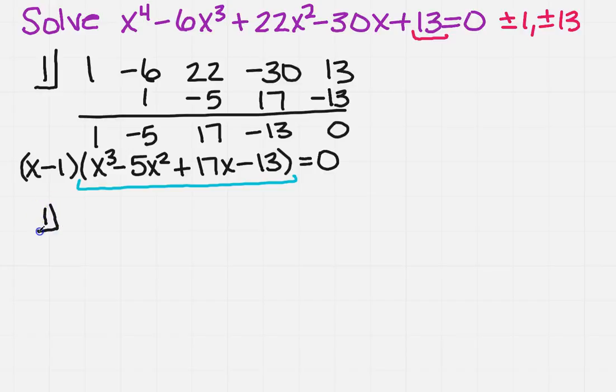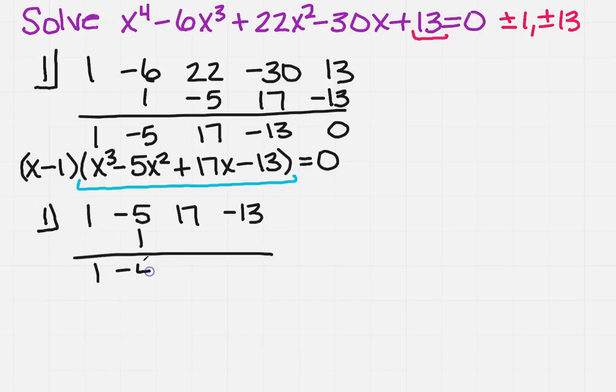So I do a 1. My coefficients now are under this blue line, so I've got 1, minus 5, 17, minus 13. So I'm going to bring the 1 down. 1 times 1 is 1. I get minus 4. Minus 4 times 1 is minus 4. 17 minus 4 is 13. 13 times 1 is 13. Oh, and check it out. Today was my lucky day. We got a 0. So that means that in this case, 1 is what we call a double root.